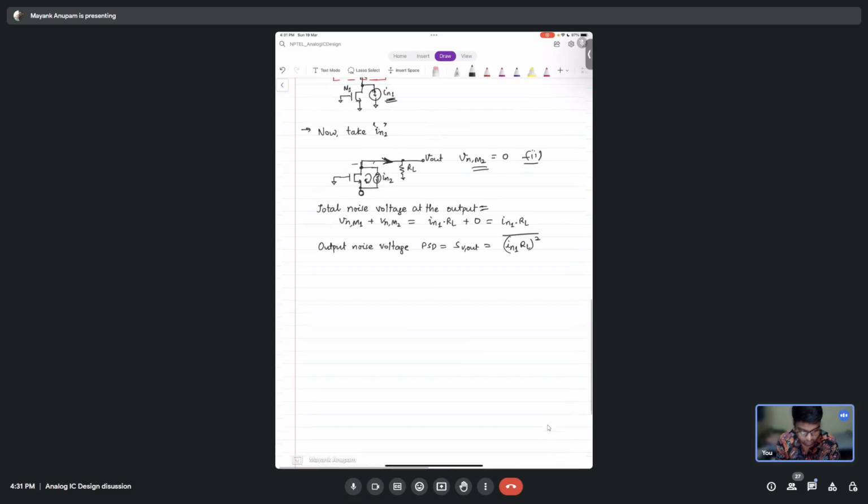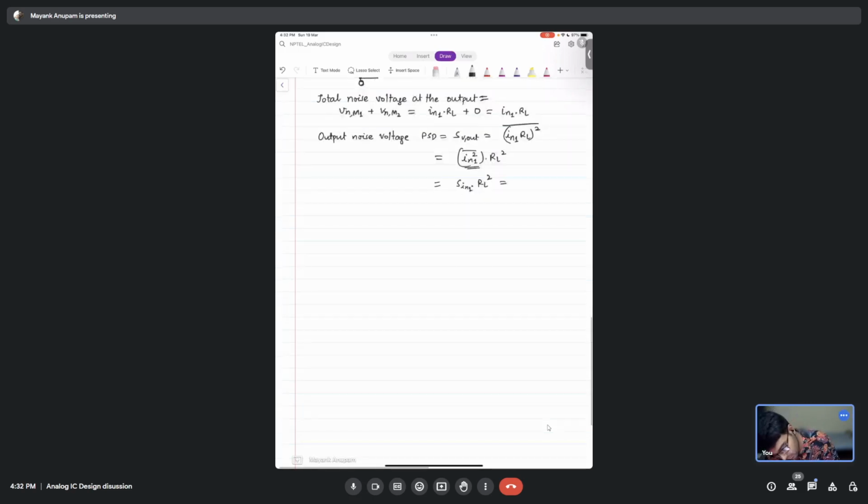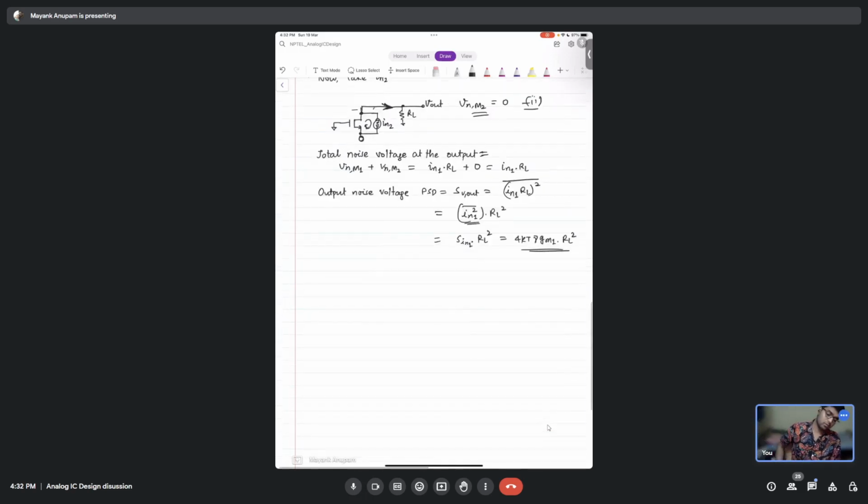That is what it is, mean squared. It is basically mean squared, and when you open it, it will be In1 square average times RL square, and this In square average is basically called SIN, what one of you said, and times RL, In1 times RL square. So what will it be? 4 KT gamma times GM1 times RL square, right? Is that clear?